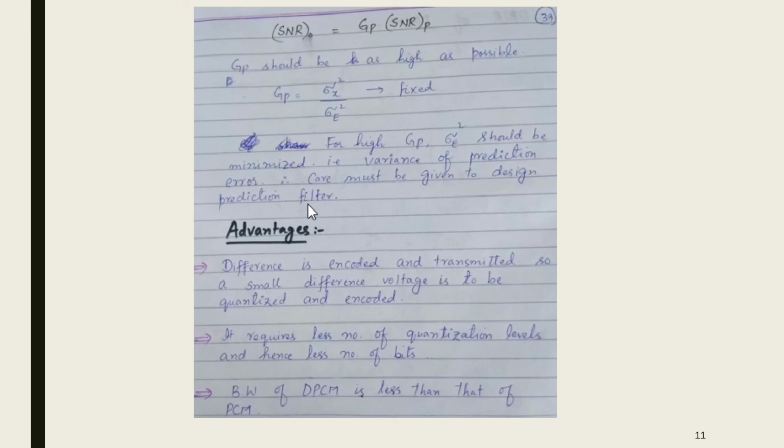Now we can discuss the advantages of DPCM. The difference is encoded and transmitted, so a small difference voltage is to be quantized and encoded. It requires a smaller number of quantization levels, and hence fewer bits are required. Thus, the signal bandwidth of DPCM is also less than that of PCM.